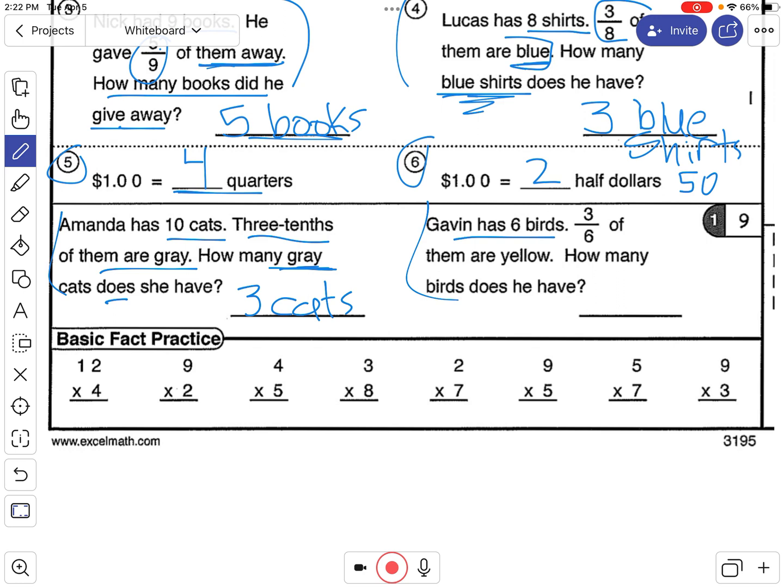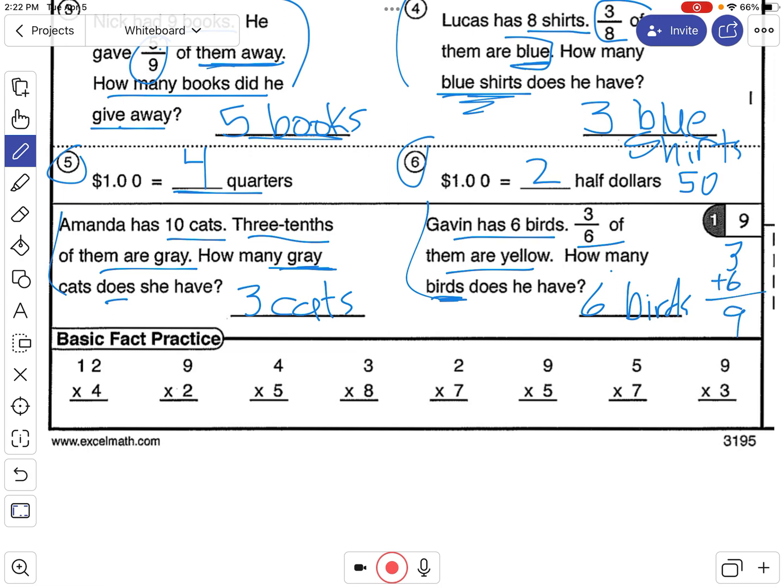Galvin has 6 birds. 3/6 of them are yellow. How many birds? Did you write 3? It doesn't ask how many yellow birds. It just says birds. 6 birds. See, if you didn't get it to add up, then maybe that's why. 3 plus 6 is equal to 9.